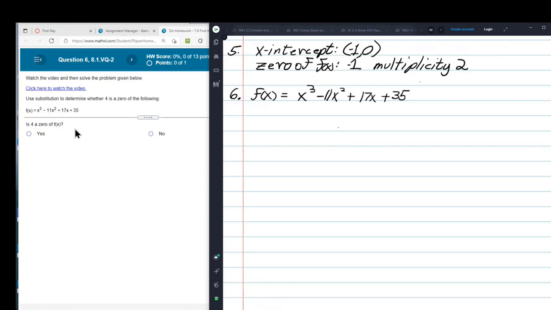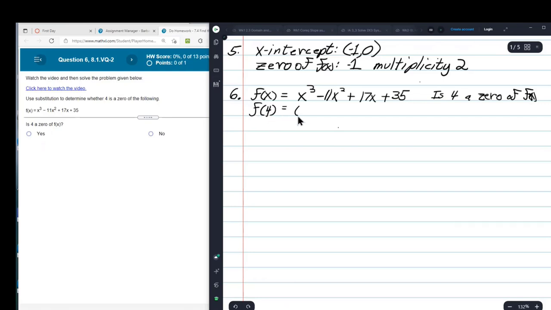All right, we're going to find out if the number 4 is a zero of the function. Is 4 a zero of f of x? I don't know. We're going to find out. Okay, so f of 4. That's what I'm going to do.